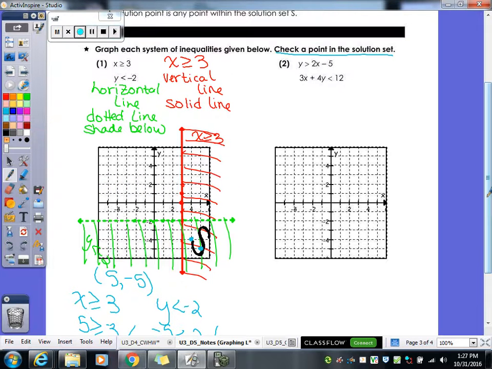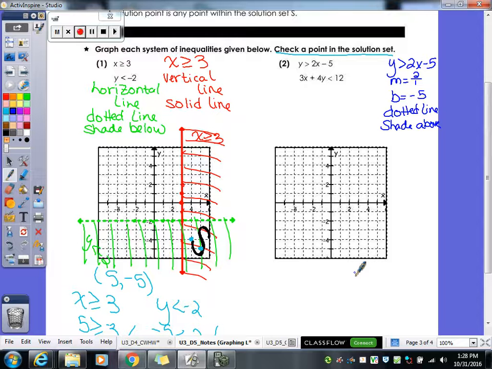All right, let's take a look at our second one here. So y is greater than 2x minus 5. Again, I'm going to make my list of information. What's my slope here? Yep, so we put it as 2 over 1. What's our b value? Where do we begin? Negative 5. Will we have a solid or dotted line? Dotted line. And will we shade above or below the line? This one's a shade above. It's a greater than, so we want to go above the line.